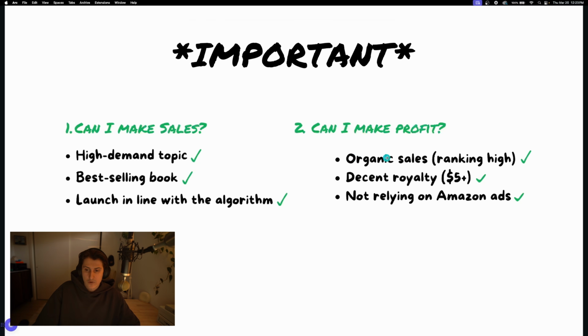So that comes from, of course, organic ranking, so we can make organic sales. It comes from having a book that actually makes a decent royalty. And most importantly, we aren't actually relying on Amazon ads, because nowadays there's so many books on Amazon that if you're relying on Amazon ads to bring in all your sales, it's going to be very hard to be profitable. We need to use ads as a leverage to keep our book ranking high so that we can get as many organic sales as we can and be as profitable as possible.